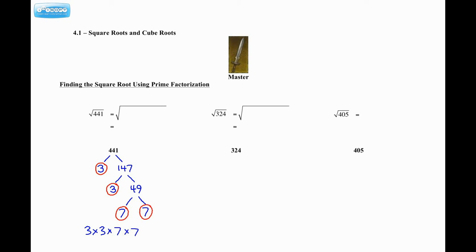How can we tell whether or not it's a perfect square? Well, can we rearrange this into 2 equal groups? I think we can. This gives me 3 times 7, I'll just group those together, times 3 times 7. Well, that is 21 times 21. Both of those factors are the same. Therefore, this is a perfect square. So 441 is 21 times 21. Therefore, the square root is 21.